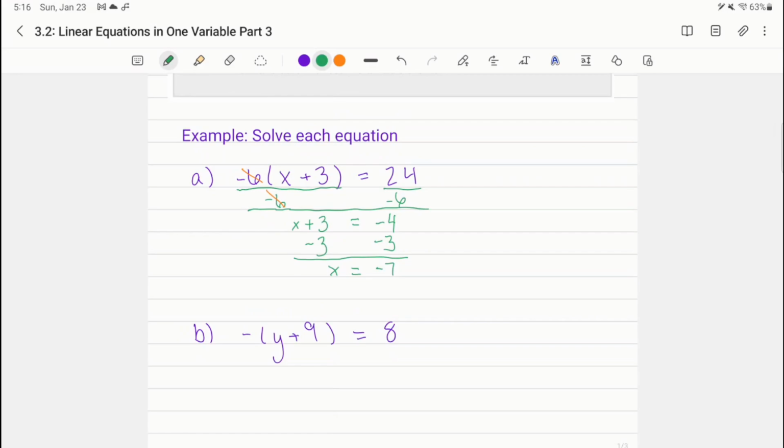And just to give you an idea of how to check your solution in case you're a little rusty on it, take this negative 7 and plug it back into the original equation. So negative 6 times negative 7 plus 3, does that equal, which I indicate with a question mark over the equal sign, 24? I'll do inside the parentheses first. Negative 7 plus 3 is negative 4. Does this equal 24? Negative 6 times negative 4 is 24, and that does equal 24. So that means negative 7 is our answer.